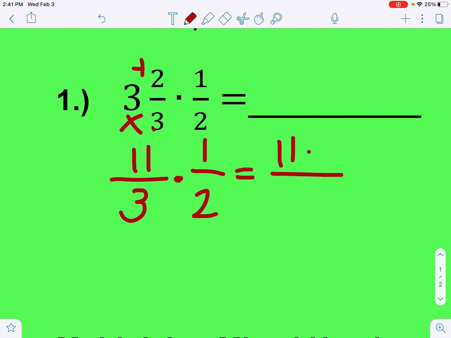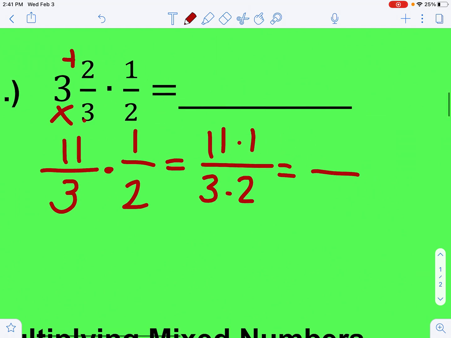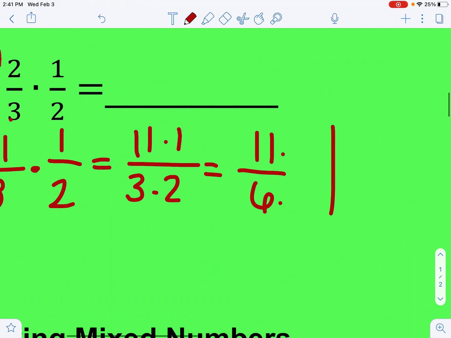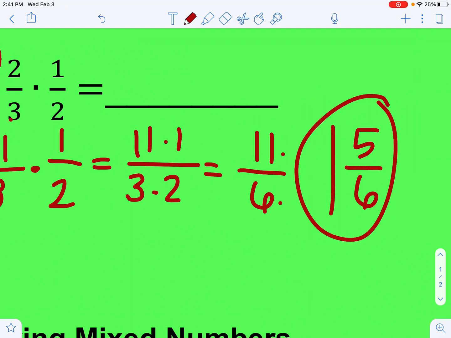We're taking 11 times 1 all over 3 times 2. 11 times 1 is just 11. 3 times 2 is 6. 6 fits inside 11 one time, and then we have 5 left over, so 1 5/6 is our answer.